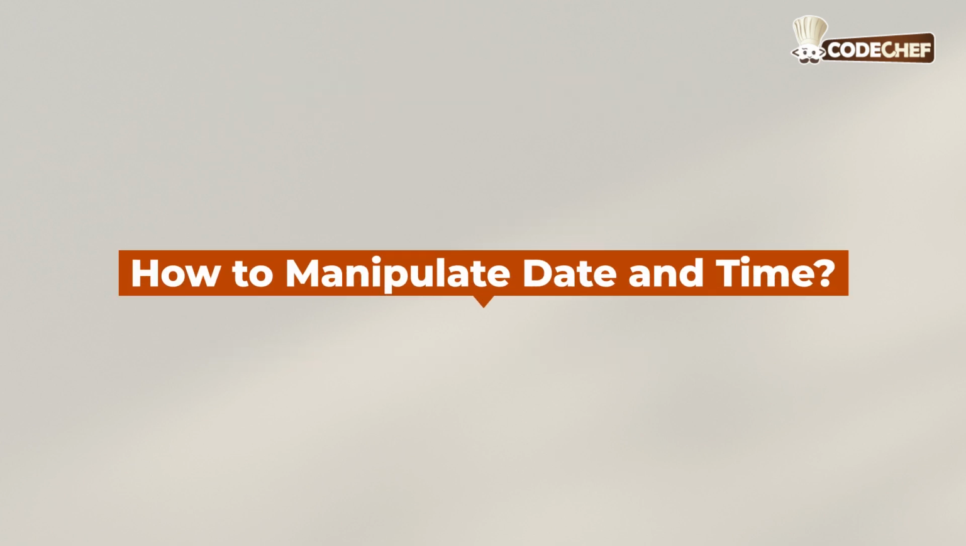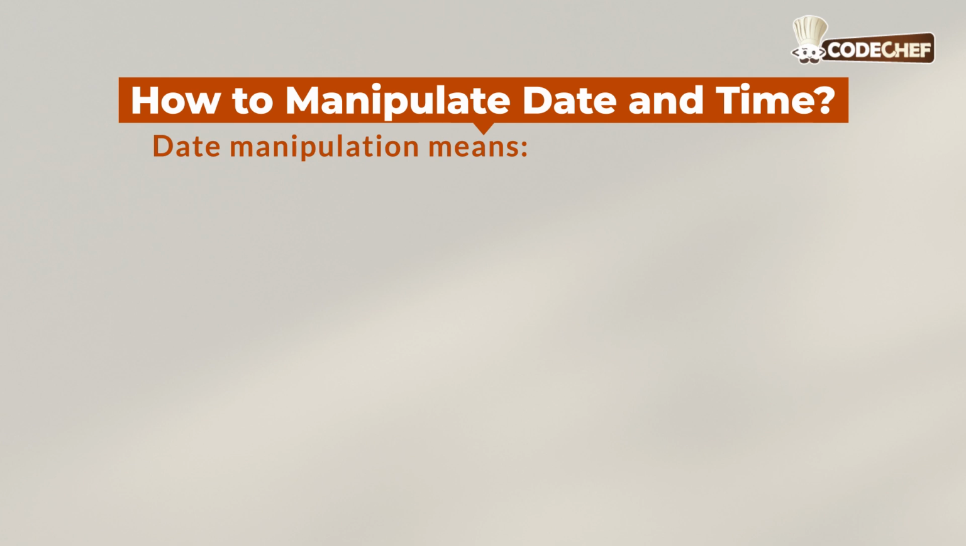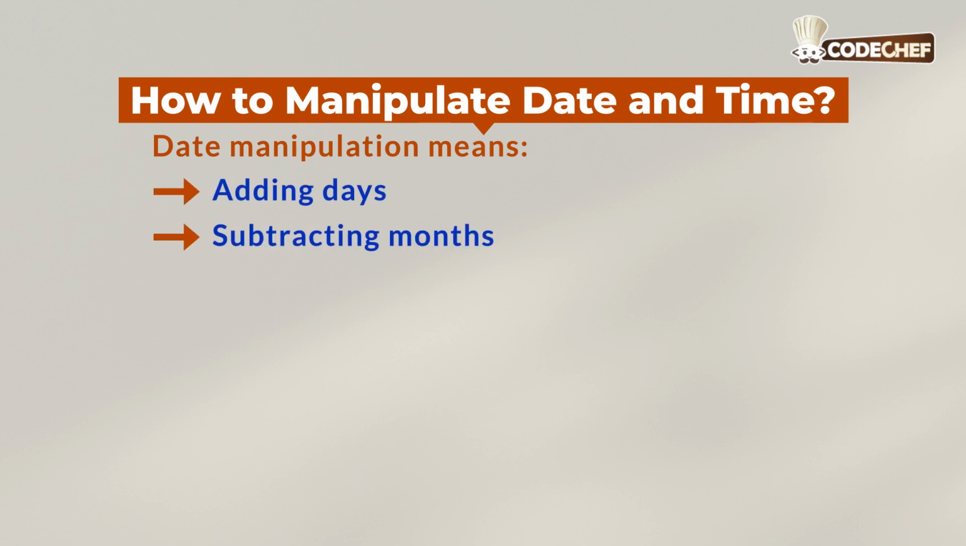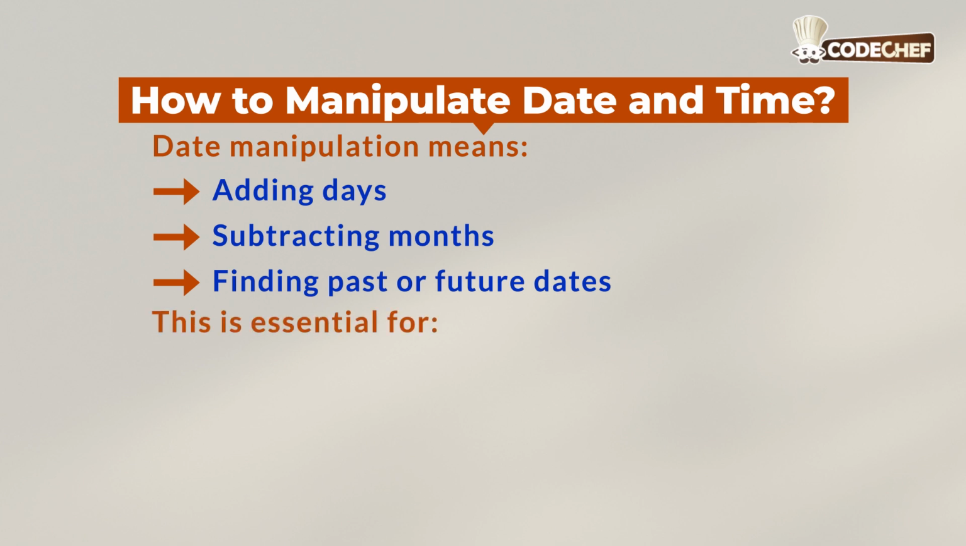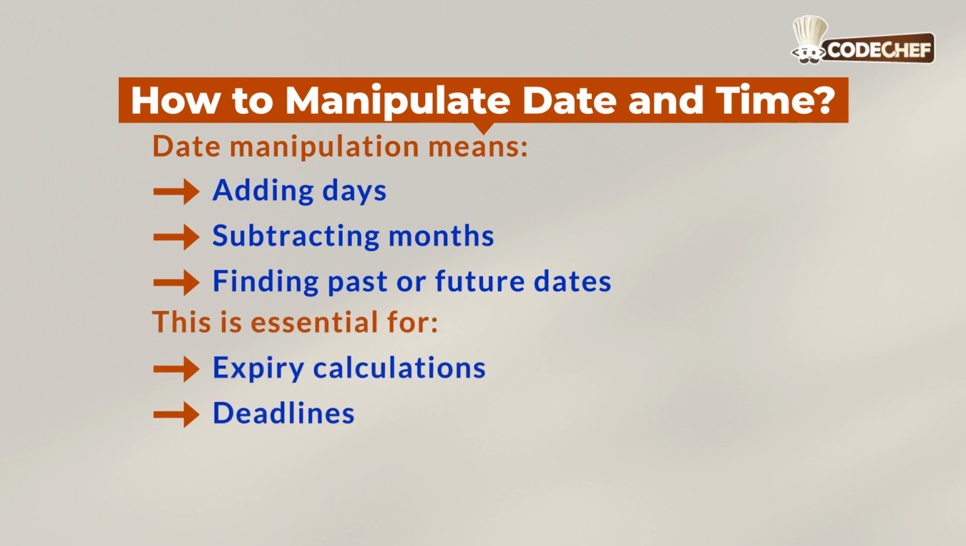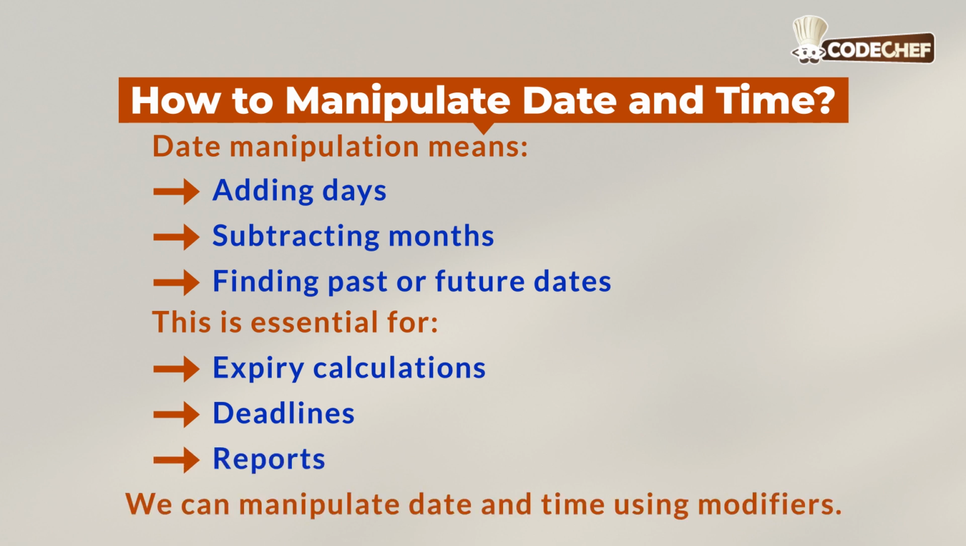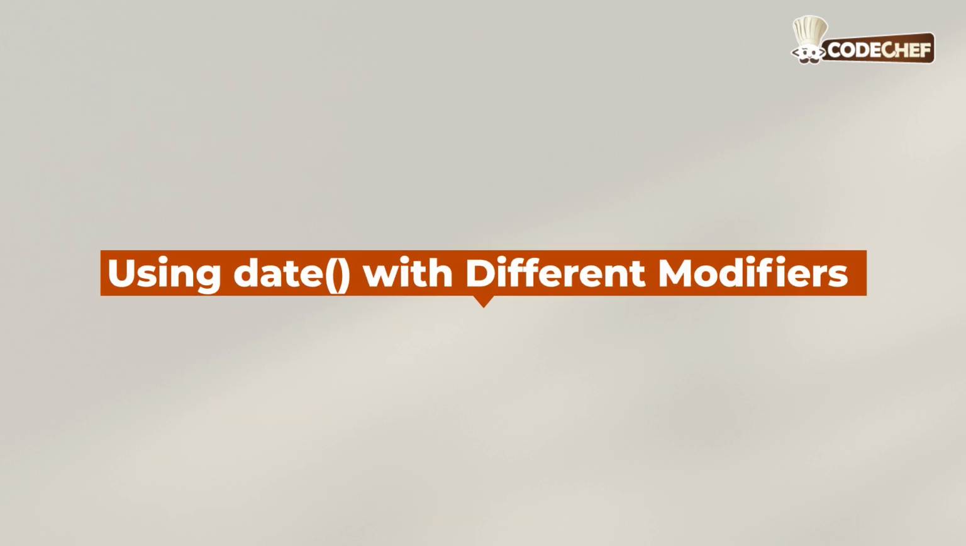How to manipulate date and time? Date manipulation means adding days, subtracting months, or finding past or future dates. This is essential for expiry calculations, deadlines, and to create reports. We can manipulate date and time using modifiers. Now let us know how we can use the date function with different modifiers. Now let us see how we can manipulate the time using modifiers.